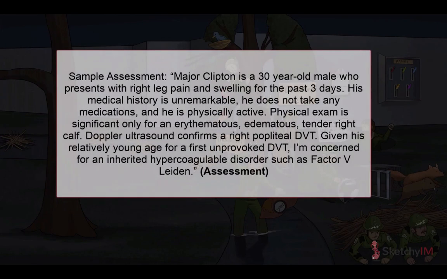Major Clipton is a 30-year-old male who presents with right leg pain and swelling for the past 3 days. His medical history is unremarkable. He does not take any medications and is physically active. Physical exam is significant only for an erythematous, edematous, tender right calf. Doppler ultrasound confirms a right popliteal DVT. Given his relatively young age for a first unprovoked DVT, I'm concerned for an inherited hypercoagulable disorder such as factor V Leiden.